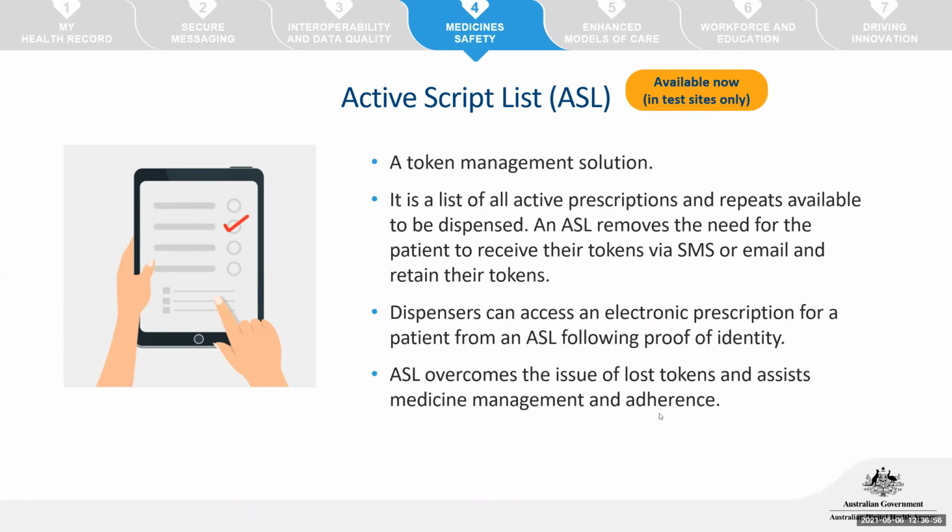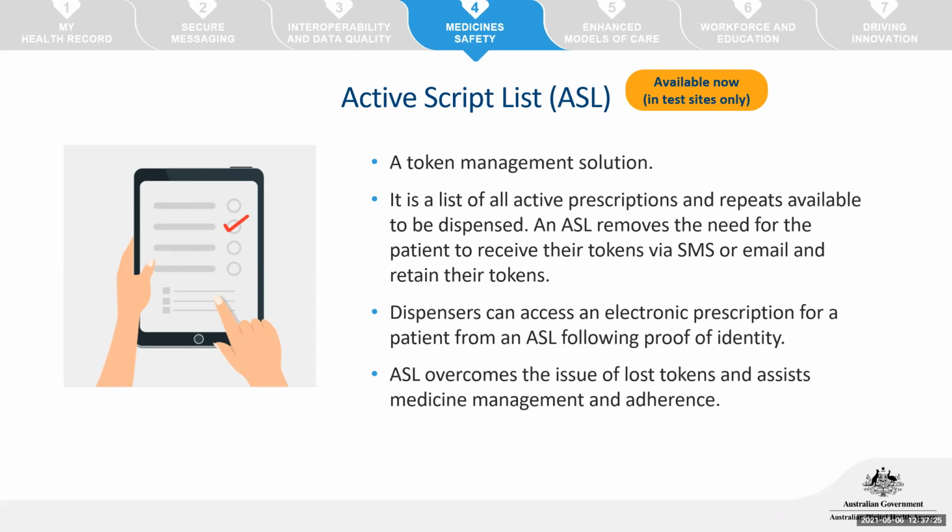So it's been rolled out to a number of test sites across the different states, but it's not quite widely available nationally just yet. It is to be rolled out quite soon in the next couple of months. But essentially, it's a token management solution. So the active script list is a list of all of the active electronic prescriptions and repeats that are available to be dispensed for this individual.